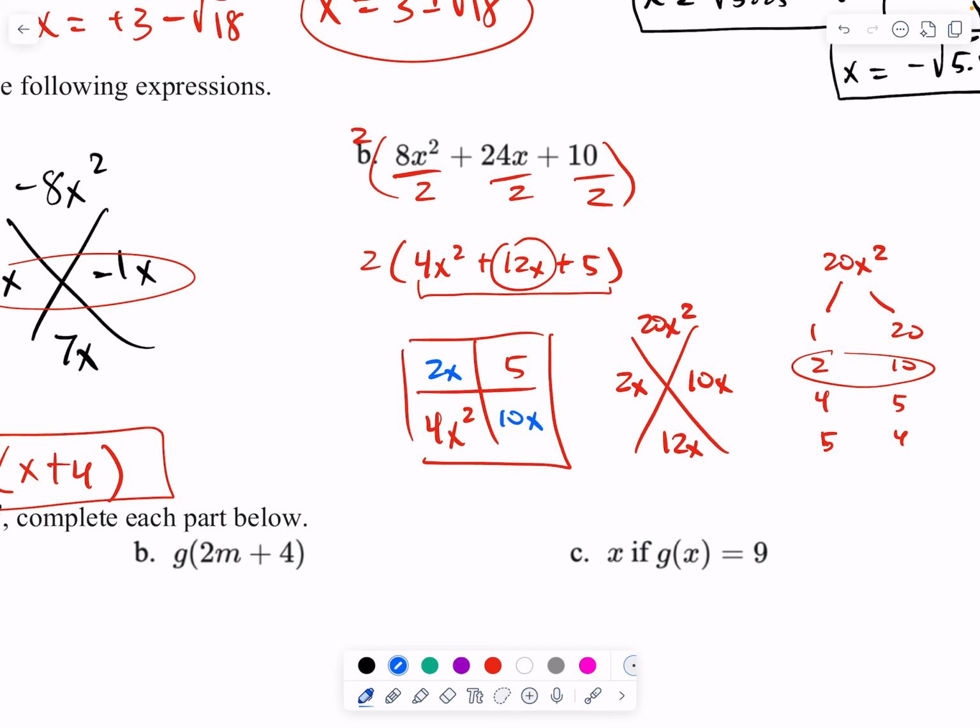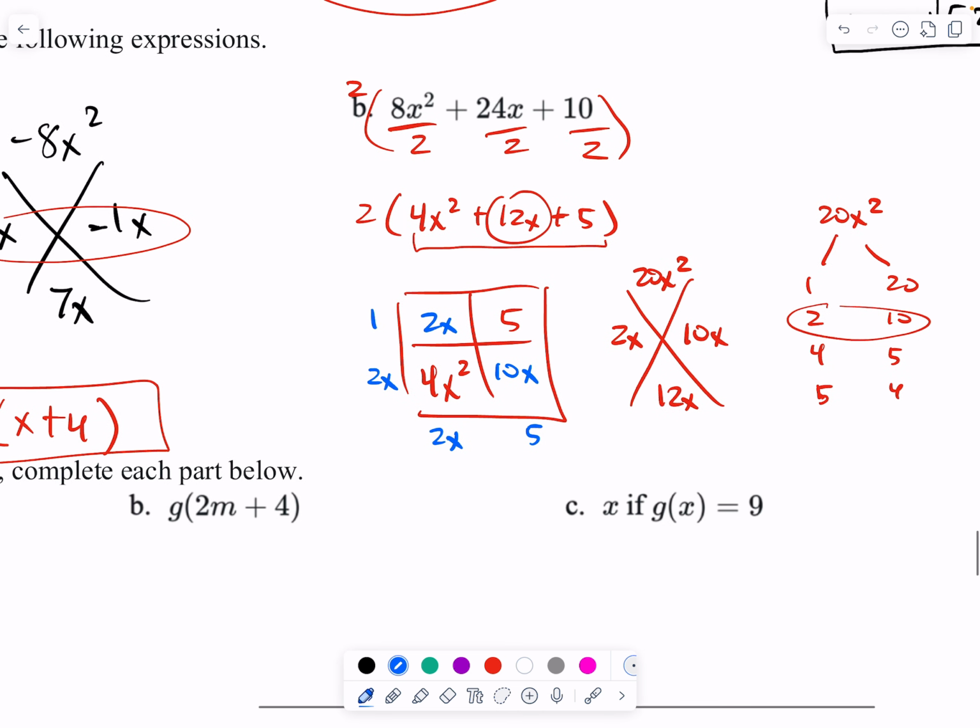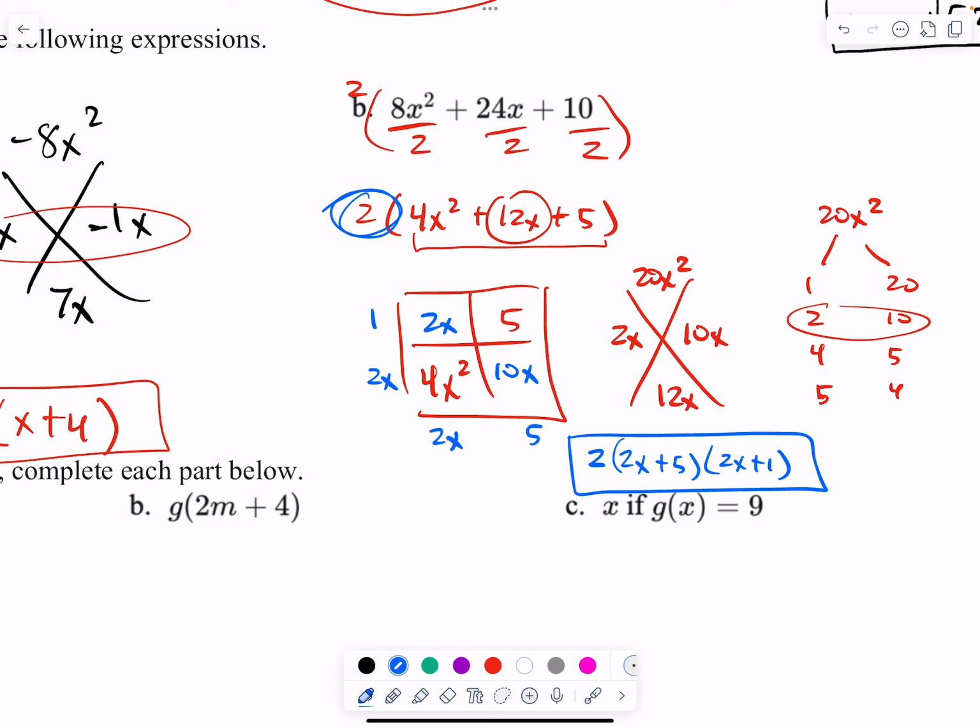And so now those go in here, 2x and 10x. And so I'm going to call this 2x times 2x. That'll be a 1. And this will be a 5. And so now I've got 2x plus 5 times 2x plus 1 as my final answer. Oh, I did the classic mistake. Remember, I factored a 2 out in front originally, so I've got to bring that back here into my final answer. So now it is called factored completely.